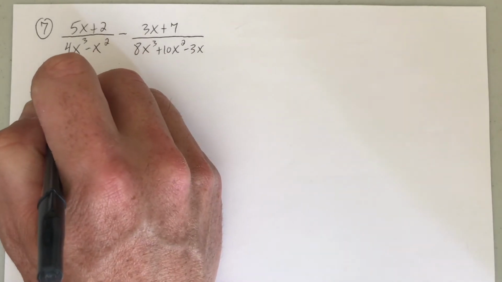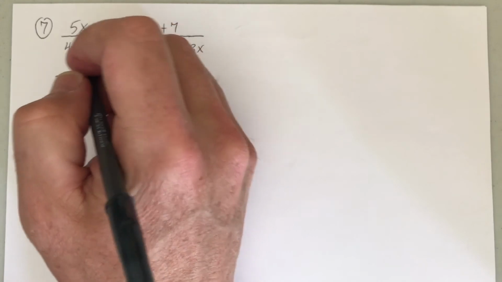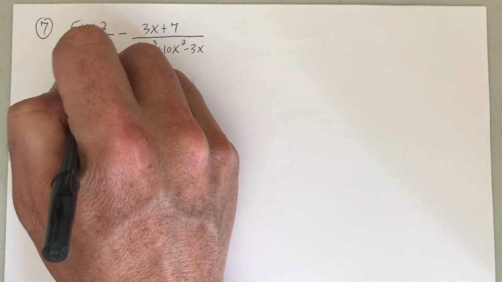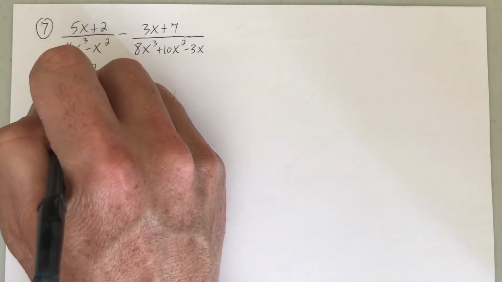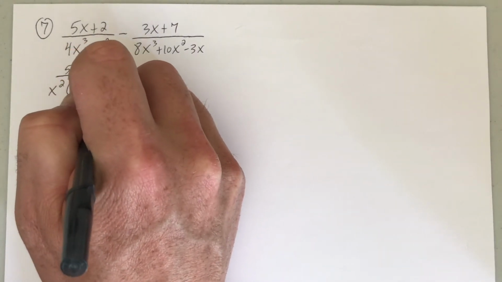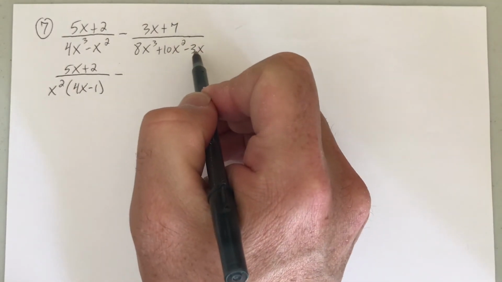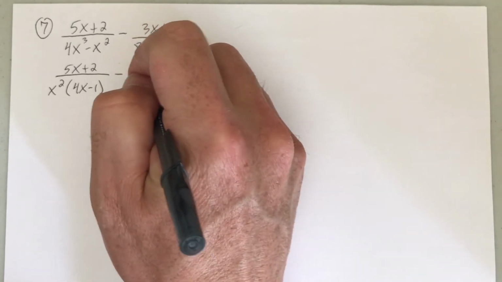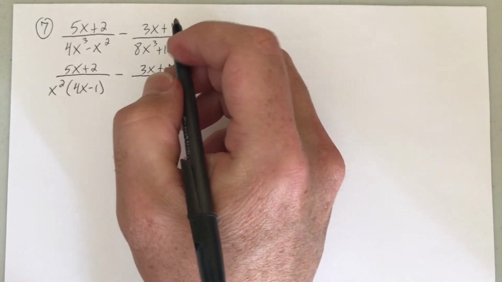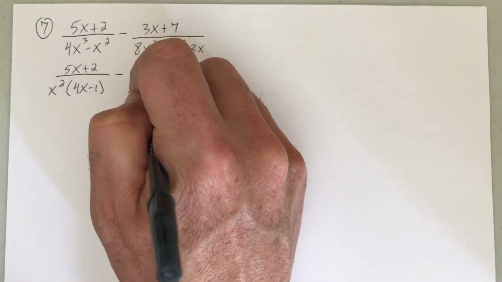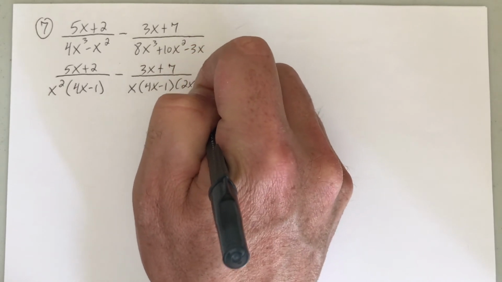So when I factor the bottom here, what I can do is take out an x squared, just a common factor of x squared. So here I have my top, 5x plus 2. I could take out an x squared, and that leaves me with 4x minus 1. Now here in the bottom, first I can take out an x, and then after I take out an x, it does factor more, and it becomes x times 4x minus 1 times 2x plus 3.